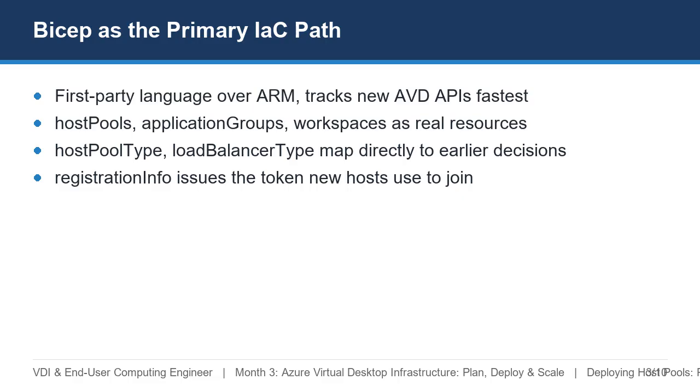For anything beyond a quick pilot, define the host pool, application group, and workspace as Bicep resources under source control. Bicep is Microsoft's first-party authoring layer over ARM and tracks new AVD API versions fastest. The host pool type, load balancer type, and preferred app group type properties are the exact same planning decisions from Lesson 1, now expressed in code, and the registration info block is how you issue the token a new session host uses to join.